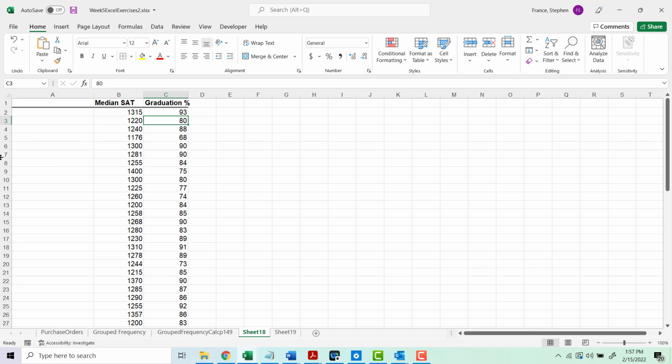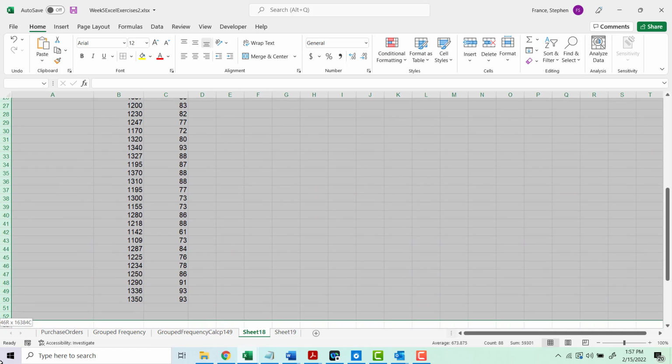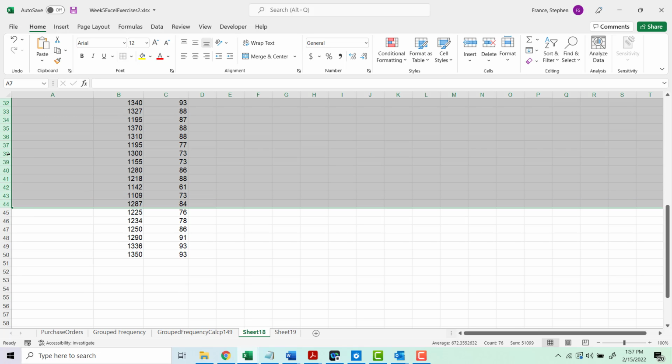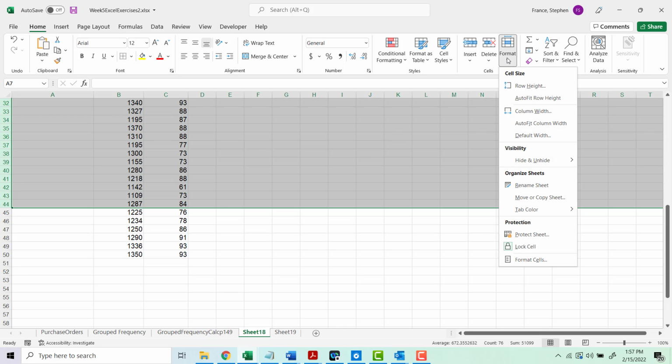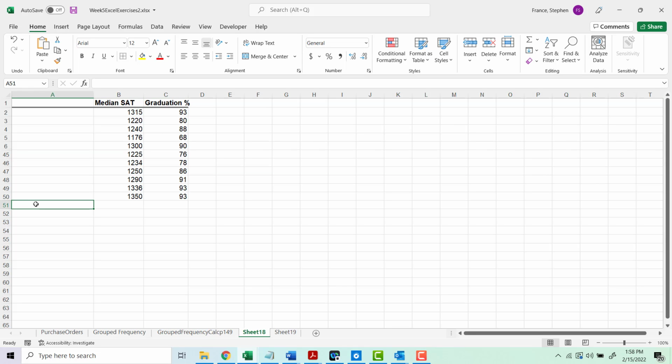So let's remove, hide some of the rows. So we'll just have the top 5 and the bottom 5. And you can just do format, hide and unhide, hide rows. So now we've got a lot of rows hidden, so we can see what we're doing. So let's work out a few things.